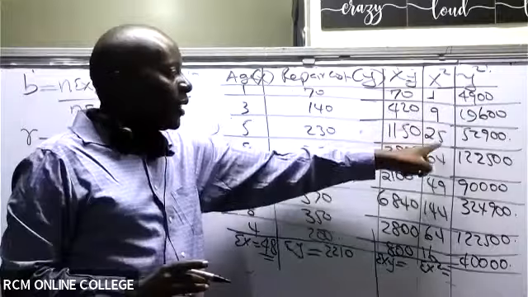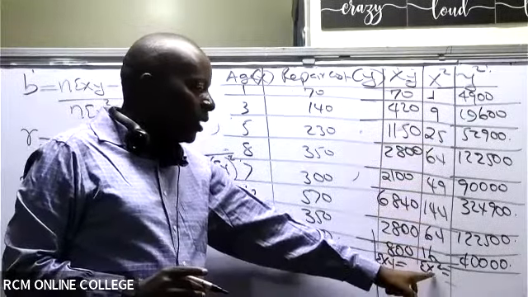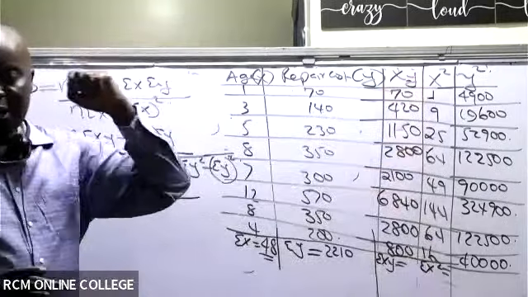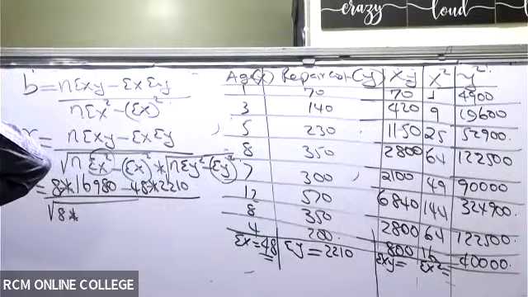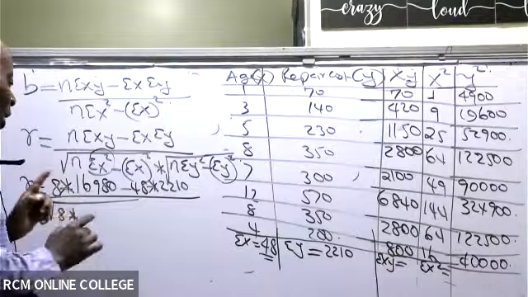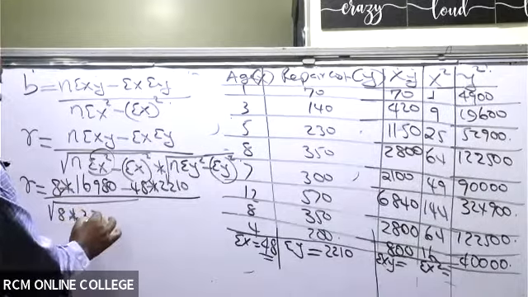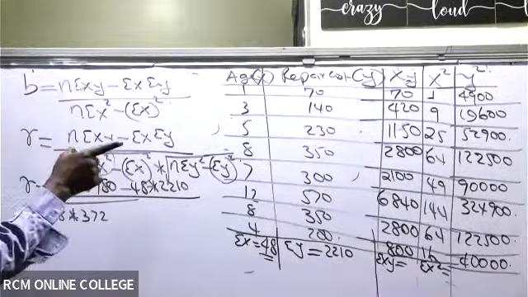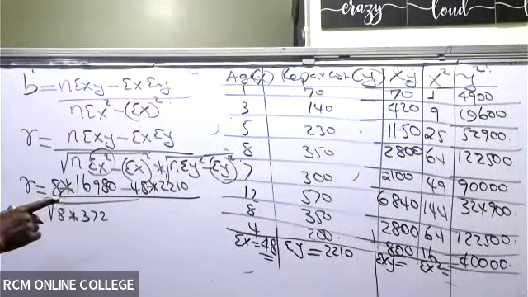Is there any ninja that can remember the figure that we had for summation of x squared? I'm being told it was 372. I'm waiting for someone else to remind us. Thank you very much, Laura, for reminding me. So 372. Don't square again, because that figure is already squared.